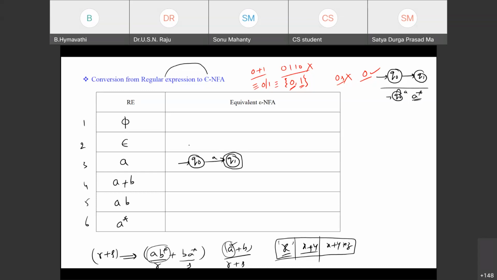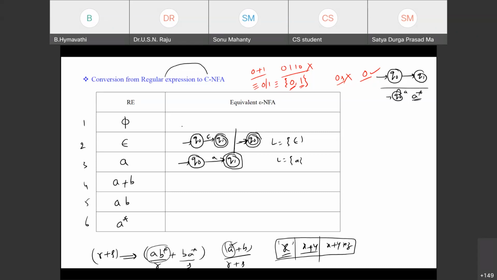Now you tell me one regular expression which accepts only epsilon. So Q naught, Q1, I'll say epsilon, or this one. There is nothing, I have not written anything. That means as the initial state is the same as the final state, the language accepted by this is epsilon. Then the language accepted by this is A.